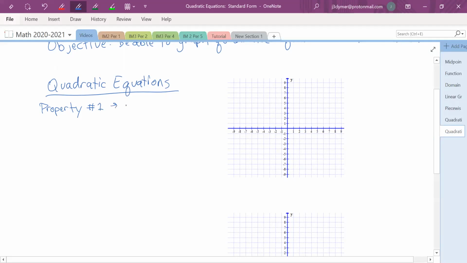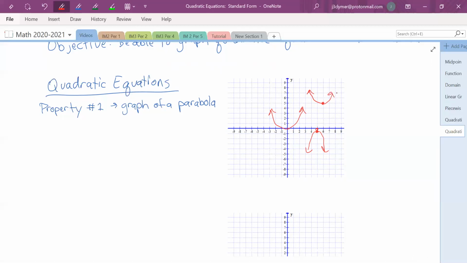So they have the graph of a parabola. This can look like different things. It can look like this. It can look like this. It can look like this. And the arrows imply that it goes on forever in any direction. Parabolas are like U's. They're either right side up U's or upside down U's, but they're U's and they could be anywhere on this graph.